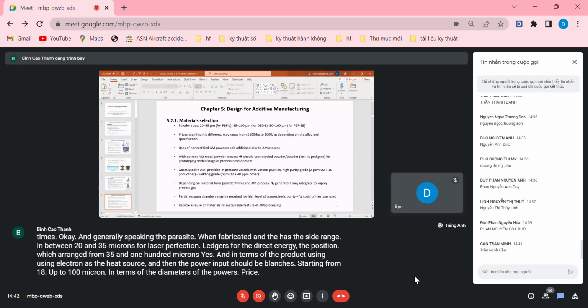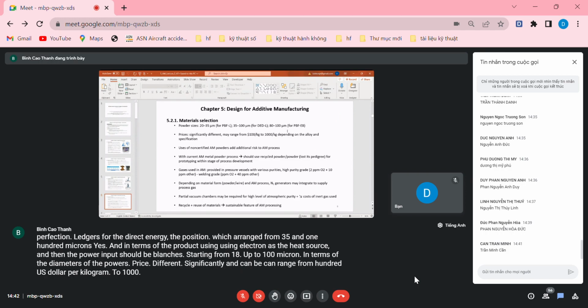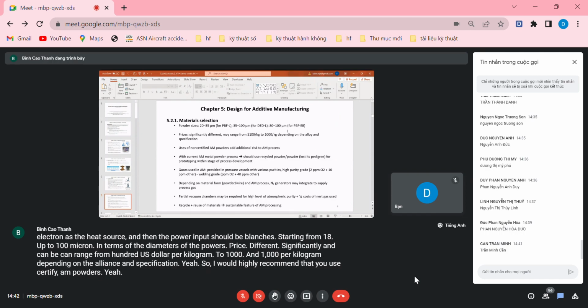Prices differ significantly and can range from 100 US dollars per kilogram to 1,000 dollars per kilogram, depending on the alloys and specification. So I would highly recommend that you use certified AM powders to avoid any kind of risk to the additive manufacturing process.